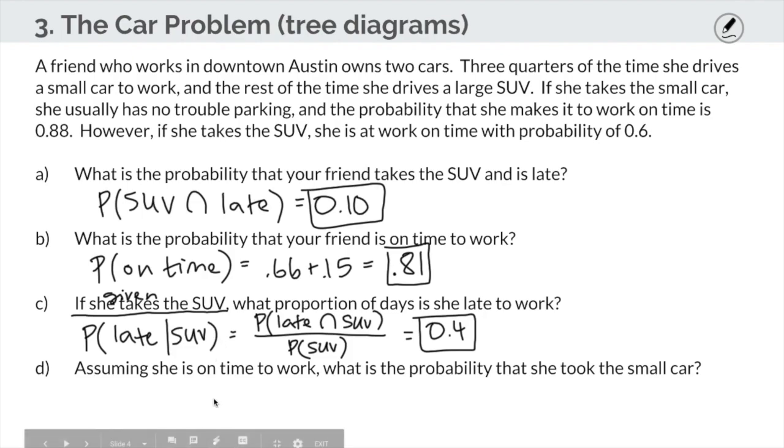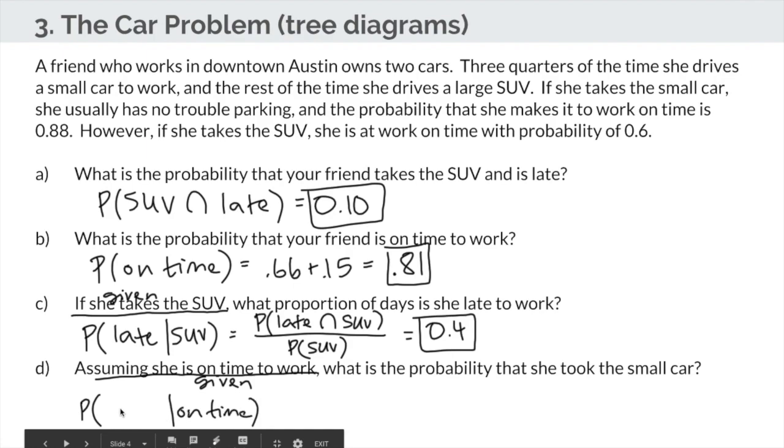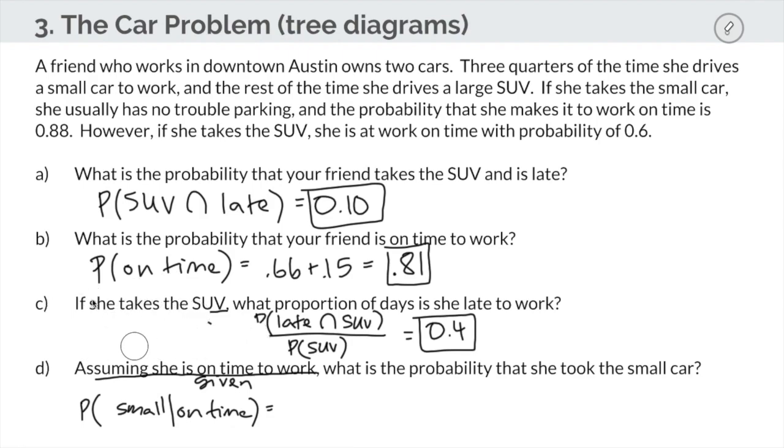But part D is a little bit different. Part D says, assuming she's on time, so given that she's on time to work, what's the probability that she took the small car? So in notation, again, whatever's given goes after. So given that she's on time, we want to know the probability that she took the small car. What makes this one a little bit trickier is that I can't actually use the tree diagram to find that answer. It's not going to be on there.